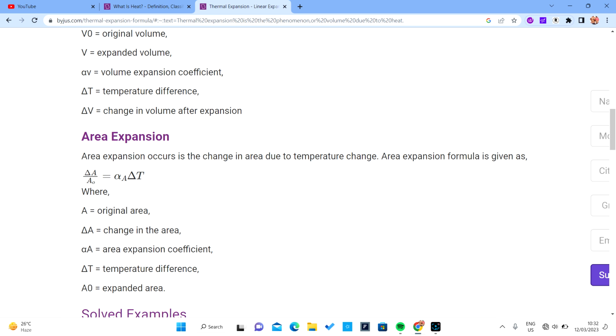Now delta T is also a temperature difference. When you supply the heat, the temperature will have increased from one value to another. So you look for that value, and be careful as well of the unit. It has to be in Kelvin. You have to convert it to Kelvin. If you don't convert it to Kelvin, most of your answers will be wrong. Try to make sure that you convert to Kelvin.